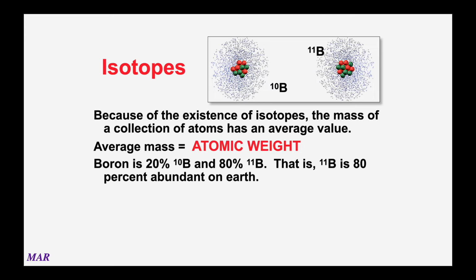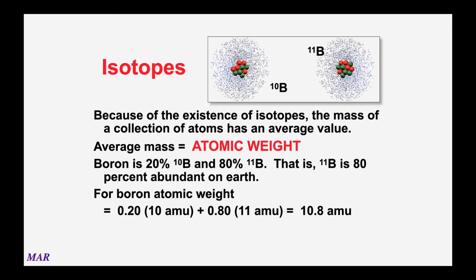So like there it says 20% boron 10. The decimal version would be 0.2 and the 80% would be 0.8. You take those numbers and you multiply them by the masses. And if you then add that together, that gives you the overall weight. This is statistics in a very zero level kind of discussion.